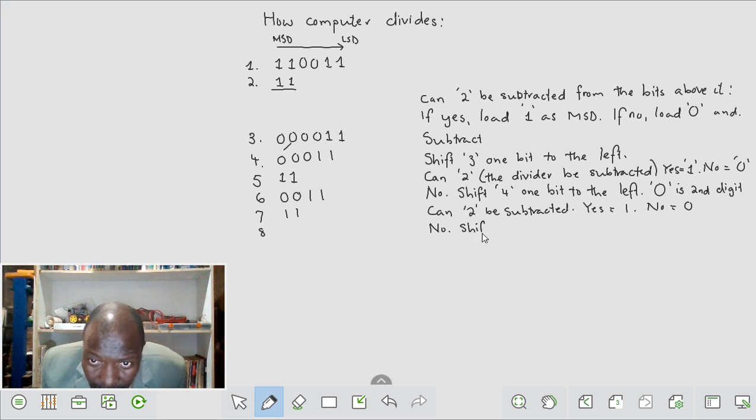Shift 6, 1 bit. So in the case of the multiplier, we're using a right shift register. In this case, we're using a left shift register. So this is going to be 1 bit to the left. We're using a left shift in the case of a. So now another 0 is loaded.